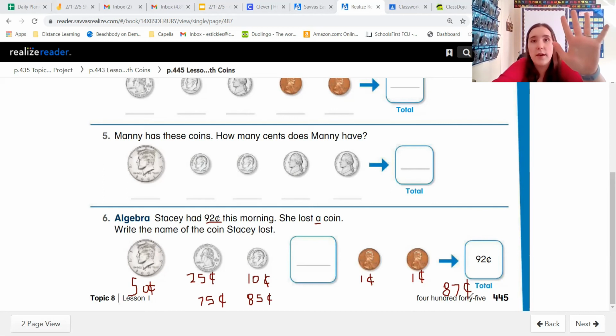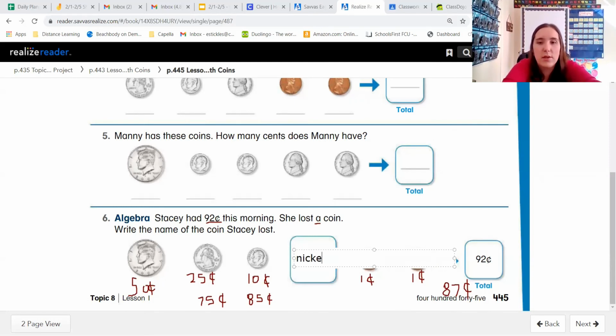What coin is worth 5 cents? Do you remember? It starts with an N. A nickel. So we're going to write the word nickel in this opening right here. So go ahead and write this down. Nickel. So she is missing a nickel because that is worth 5 cents. And if we added 5 more cents to 87, she would have a total of 92 cents. Let's go turn the page and do one more problem together.